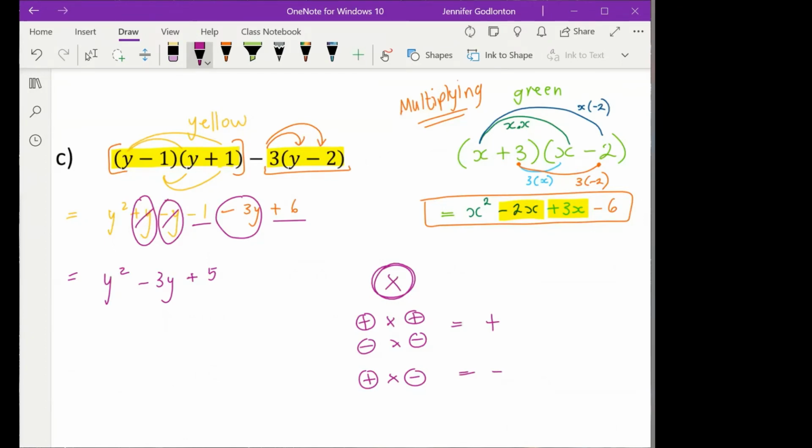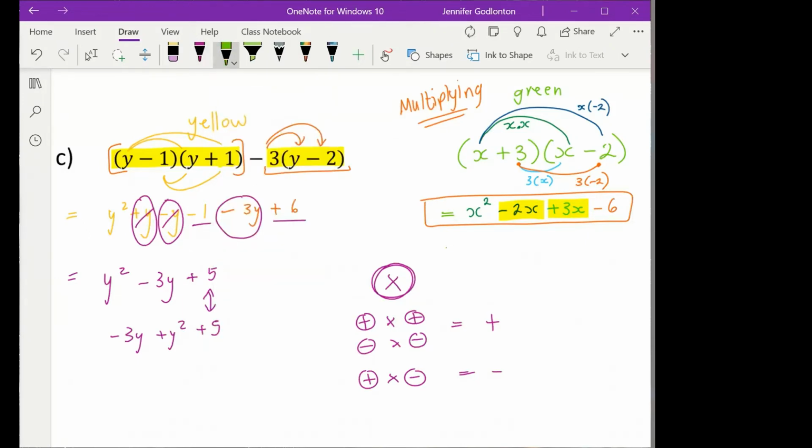Oh, if it's switched around, like if you wrote -3y plus y squared plus 5, that's the same. They mean the same as each other. So that's fine. Nice job, Thomas. Good.